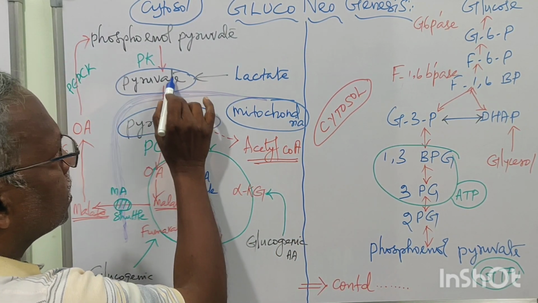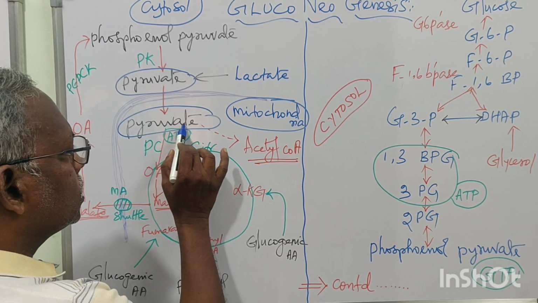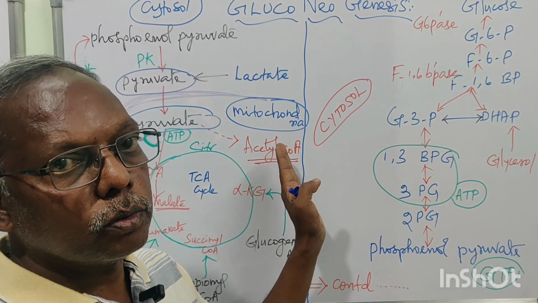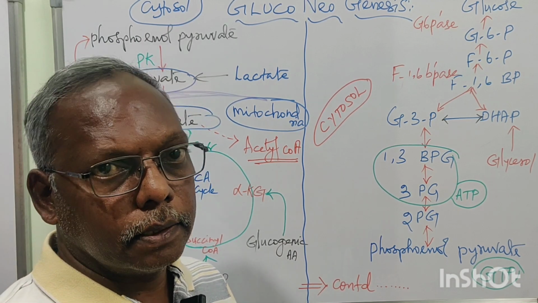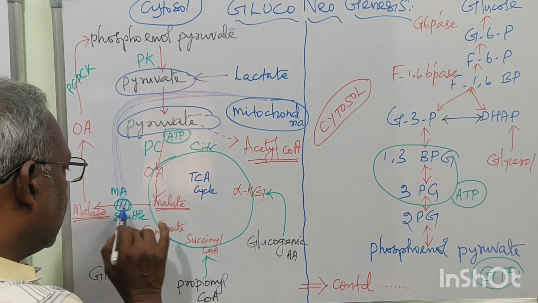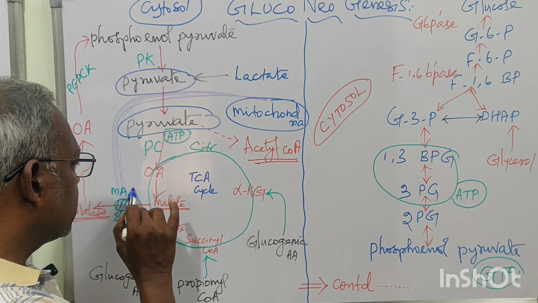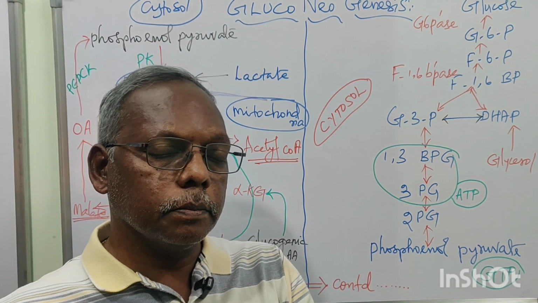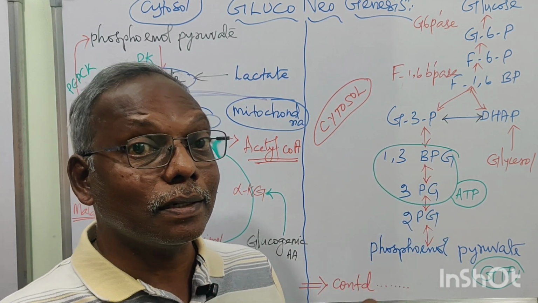So this cytosolic pyruvate enters into mitochondria, number one. Number two, this mitochondrial pyruvate is converted into oxaloacetate because there is no glucose supply. This oxaloacetate is converted into malate. These two are the products of TCA cycle. This malate is transported to the cytosol through the malate aspartate shuttle. That is why for gluconeogenesis, don't forget to draw the malate aspartate shuttle path.